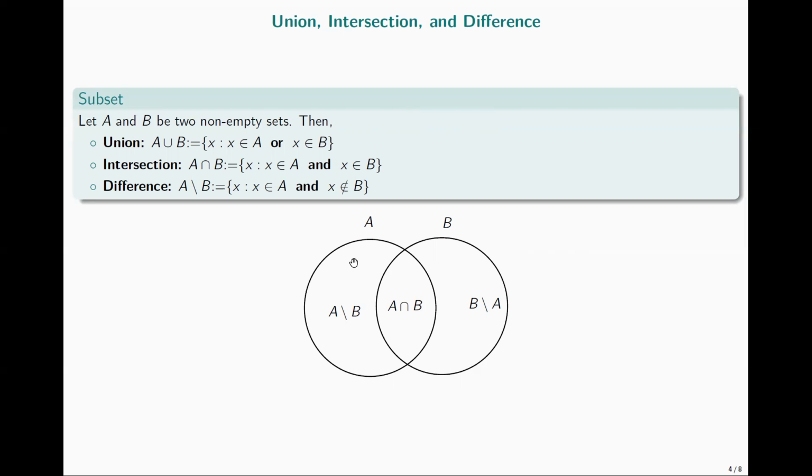So union means all these elements. Intersection means only this element which belongs to both. And A difference B means out of A, if you remove B, whatever is remaining. Similarly, B difference A is from B, if you are removing A, what is the remaining?